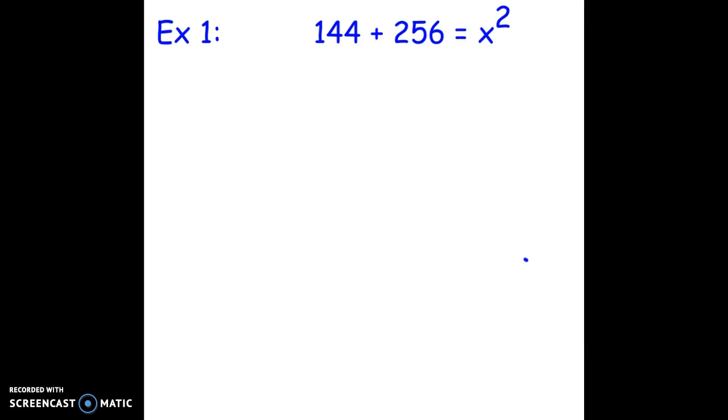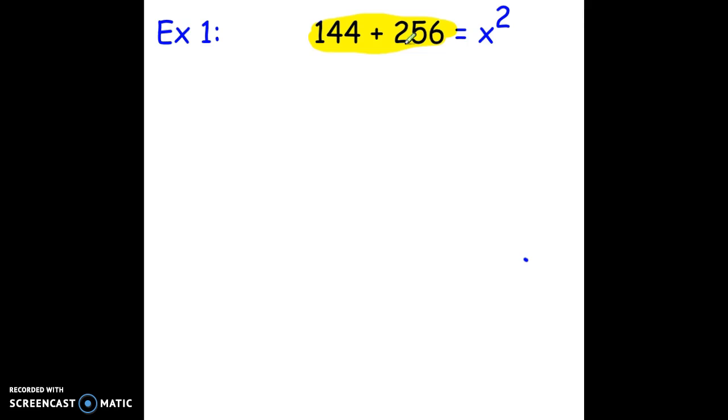Here's our first example. 144 plus 256 equals x squared. The first thing we need to do is combine our like terms. Like terms are numbers that are on the same side of the equal sign and either both have variables, like both have x's, or neither has a variable. In this case, we've got 144 and 256.